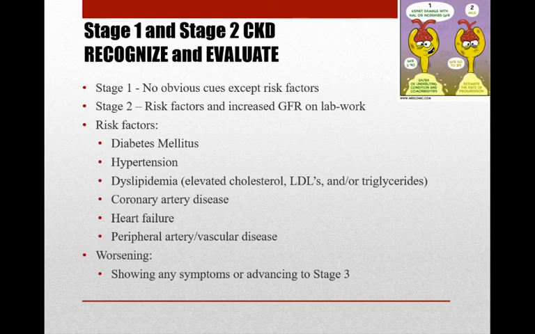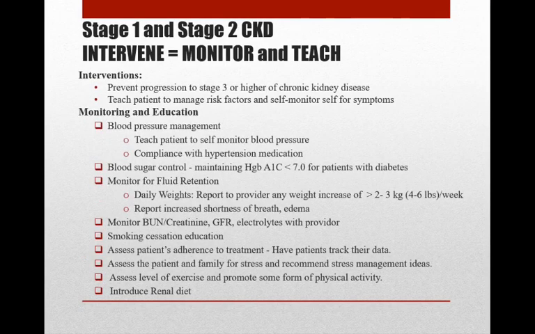So when someone has stage 1 or 2 chronic kidney disease, their job is to manage their chronic diagnoses and to prevent any further damage to the kidney. Someone in stage 1 and 2 will not have oliguria, will not have any signs or symptoms, and is involved in monitoring and teaching. And teaching is risk management, preventing the progression of your disease to stage 3 or higher. Blood pressure management is very important. Self-monitor their blood pressure, compliance with blood pressure medications, blood sugar control if they are diabetic, and then monitoring for any signs and symptoms.